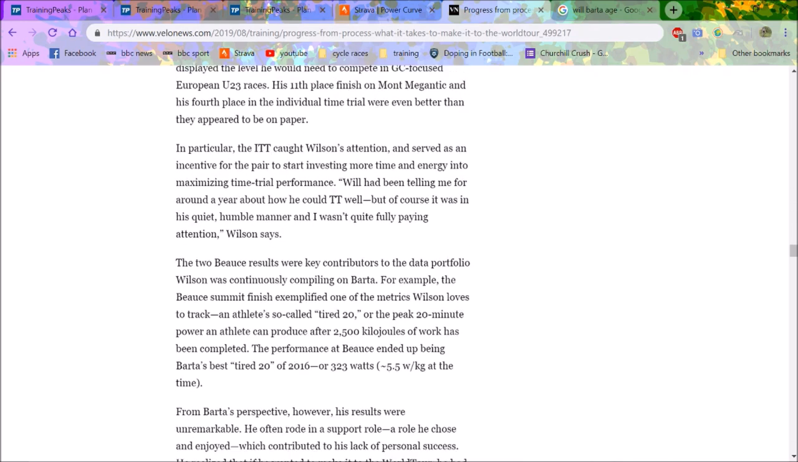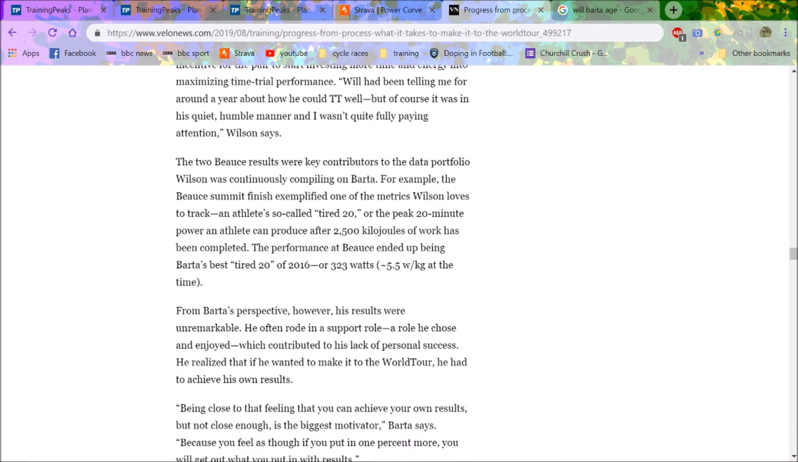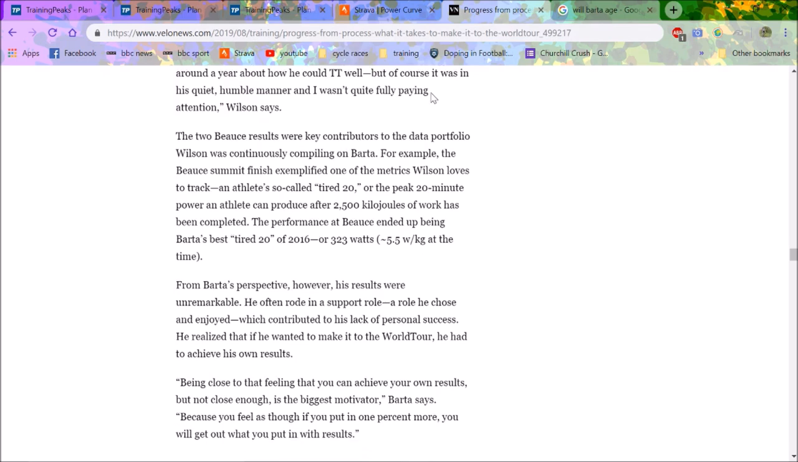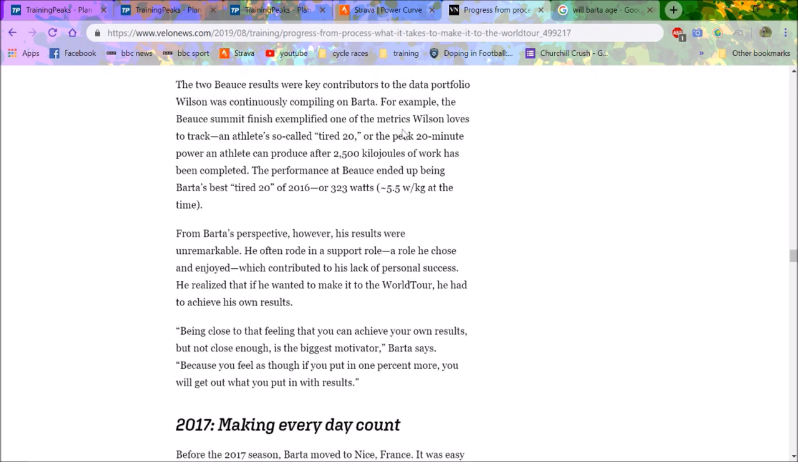So we keep scrolling down, time trialing. I'm horrendous at time trialing. He definitely beats me time trialing. So he did 5.5 watts per kilo at the time. So here, obviously, he weighs a little less, so 340 would be an equivalent. So, you know, similar 20-minute power. Maybe it's slightly worse, but not too crazy. So he did 5.5 watts per kilo.